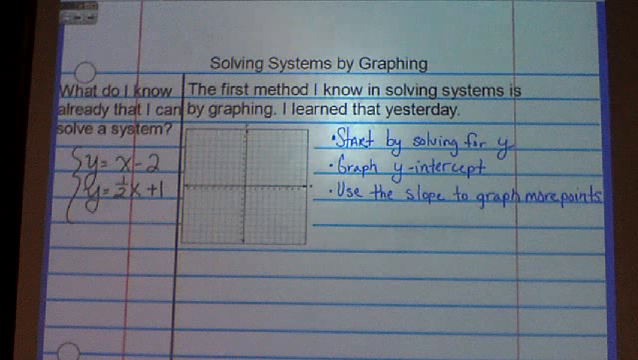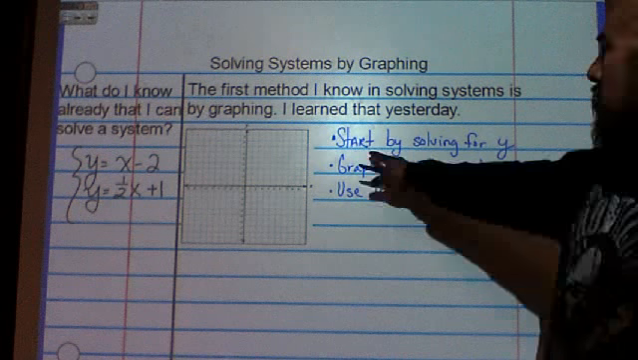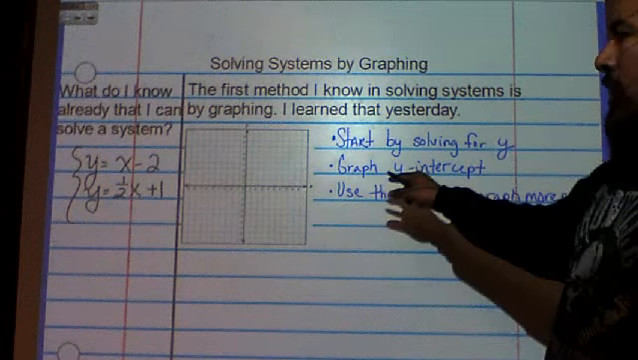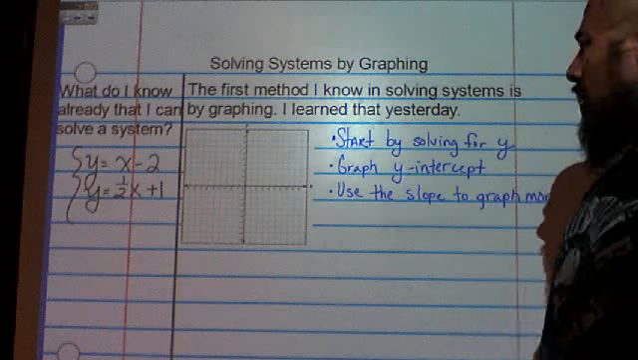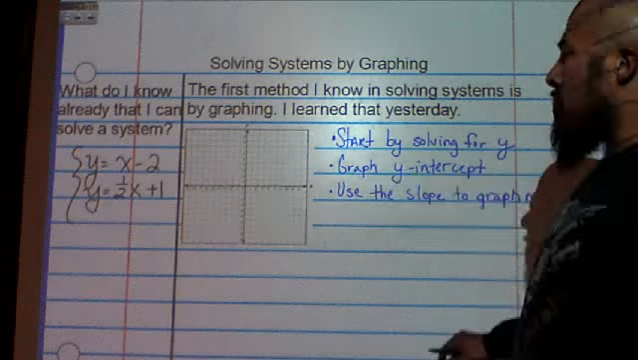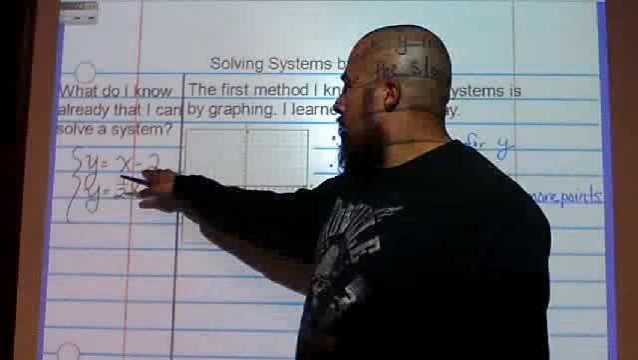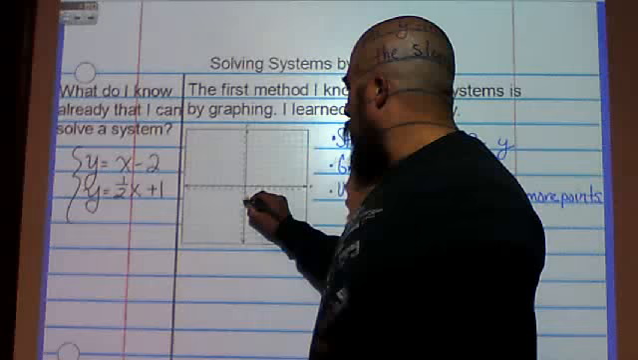Alright, now looking at the graph, first we start by solving for y. Okay, and those two right there, they're solved for y already, so I don't have to do anything else right now. Graph my y-intercept. Well, my y-intercept here is (0, -2), which is, let me get my pen.